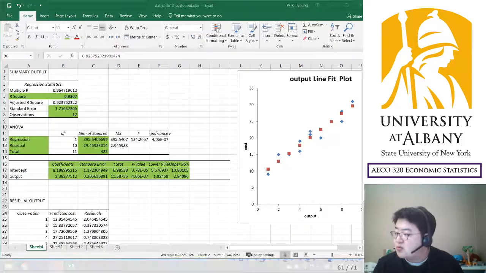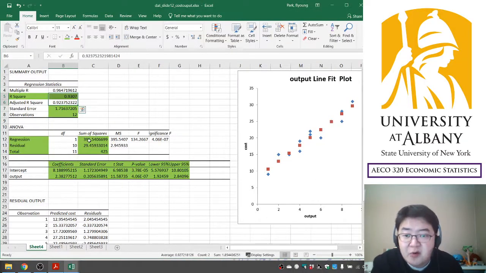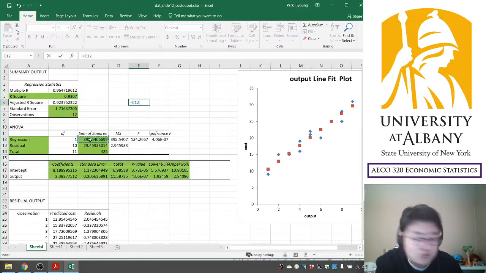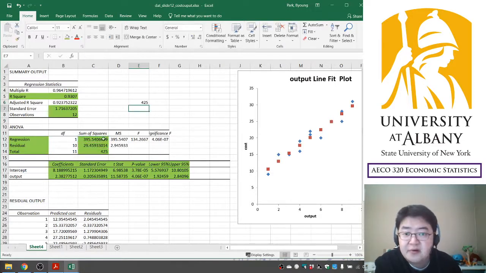And I didn't show you this. Remember, the sums of squares are given here, and you can simply check that the sum of these two should be the total sum of squares. When you add these two, you always get the total sum of squares. So it's mathematically proven.